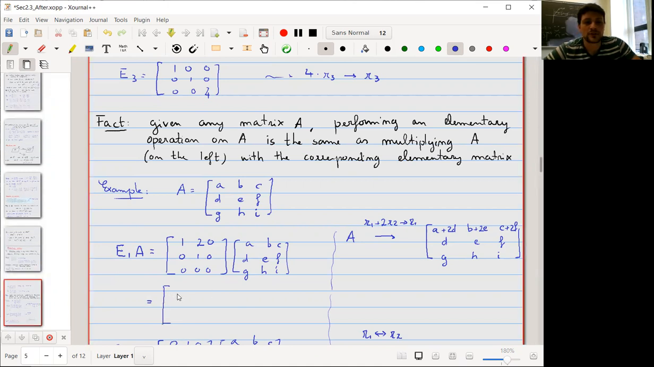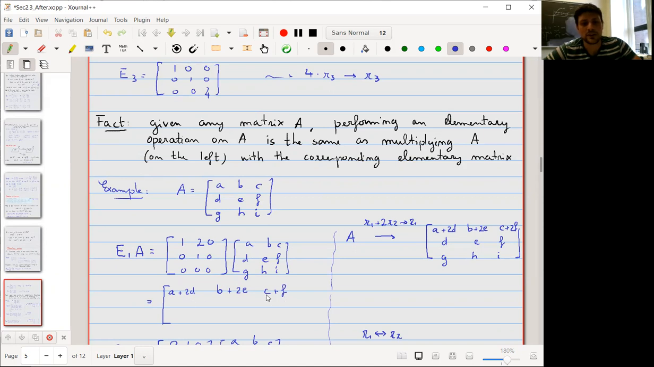Well, in the first entry here, I would have 1 times A plus 2 times D plus 0 times G. So that's A plus 2D. The second entry here would be 1 times B plus 2 times E plus 0 times H. The third entry would be 1 times C plus 2 times F plus 0 times I.